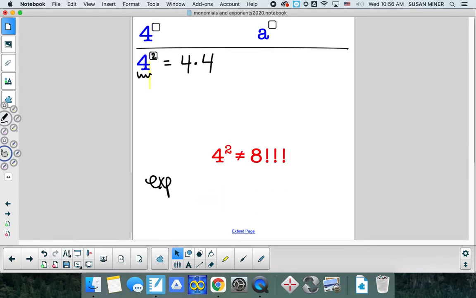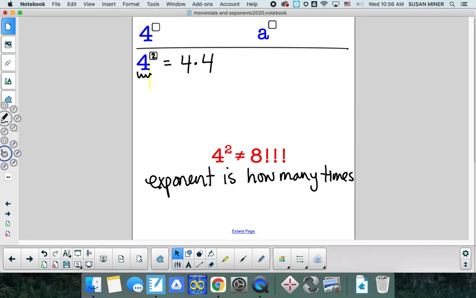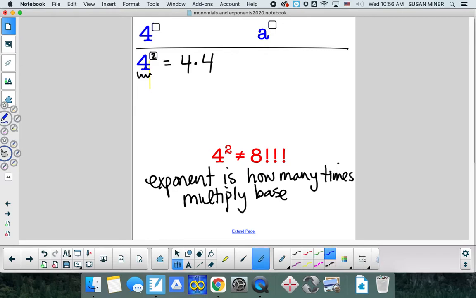Exponent is how many times I multiply the base. And so I have a lot of students who get tricked because they start thinking exponents mean multiply. But 4 squared is not 8. What is 4 squared? Pause the video, figure it out, and then check your answer later.